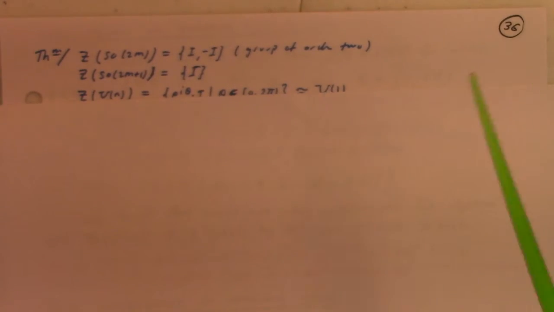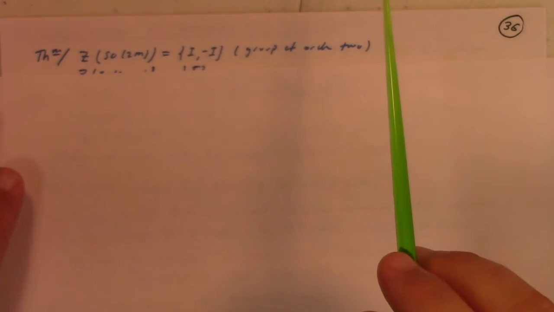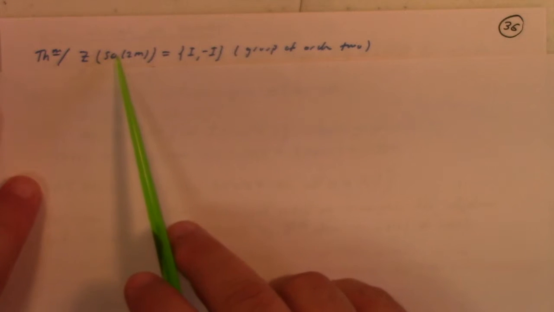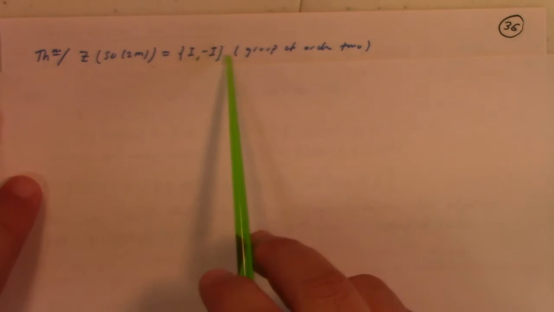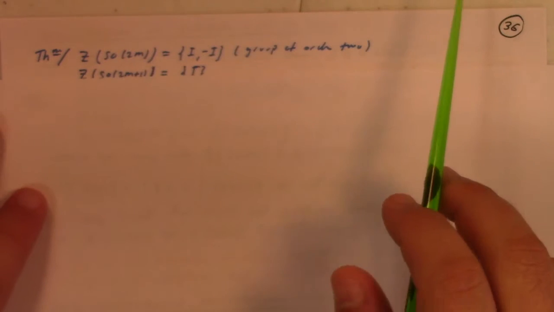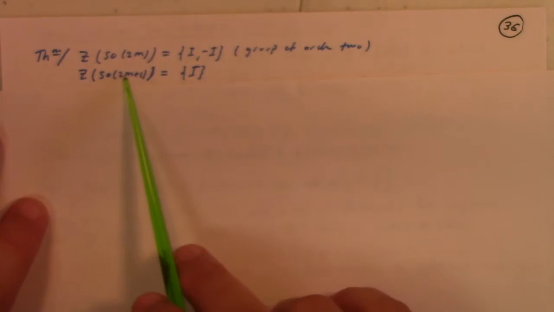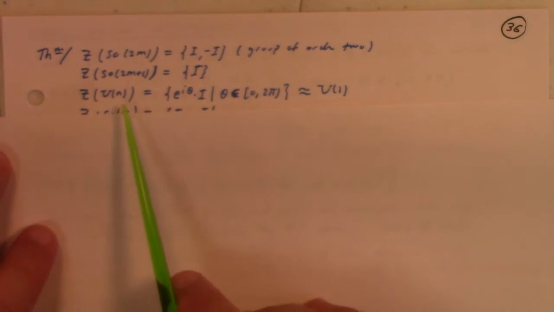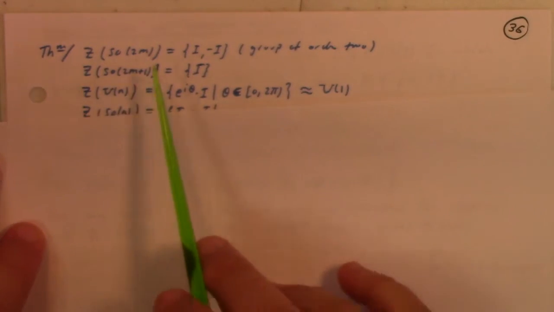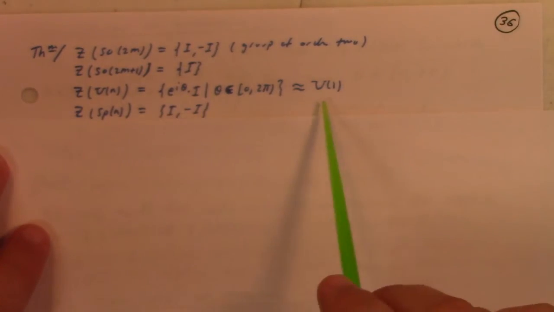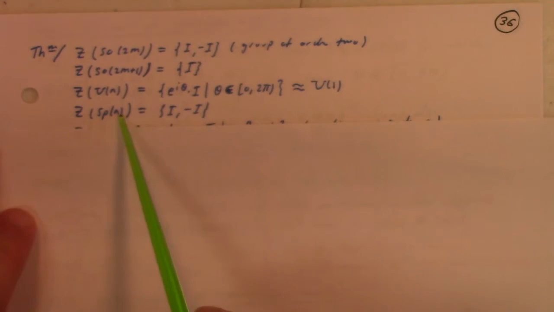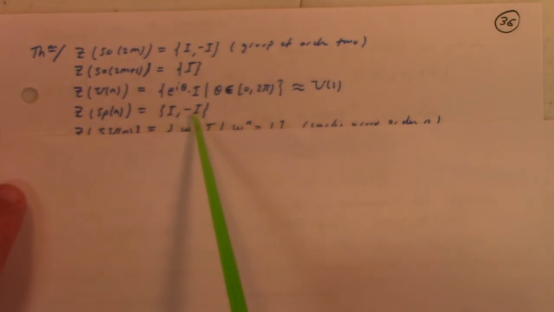So, simple enough that I've assigned it to students before who didn't know better. The center of SO(2m) is {I, -I}. This is the group of order 2. The center of the odd dimensional special orthogonal group is just I again. The center of U(n) ends up being isomorphic to U(1). The center of the symplectic group is again the group of order 2.